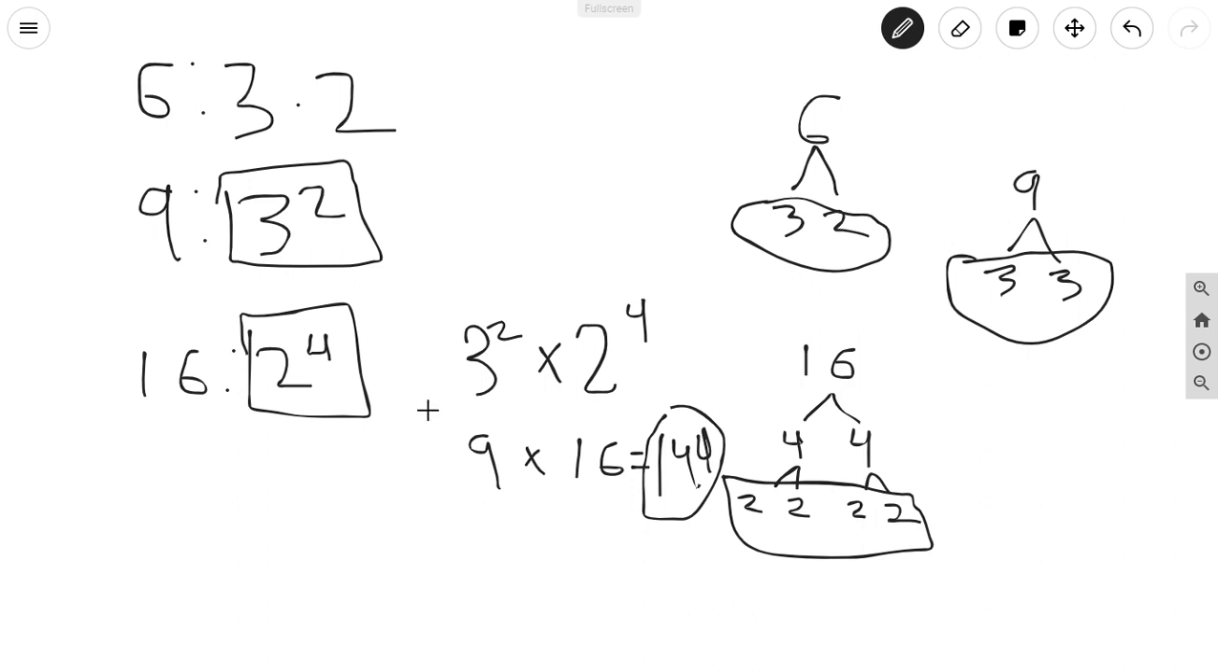And prime factorization is the best way to do it when you've got three or more numbers, or they're hard to work with. Can you imagine doing a list method with this? You'd have to keep multiplying until you get to ridiculous numbers. And that's just very time consuming.